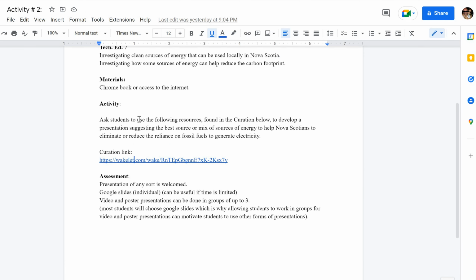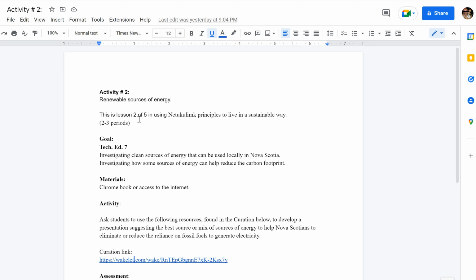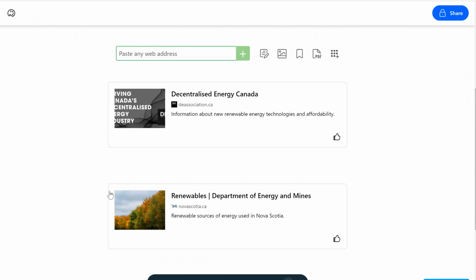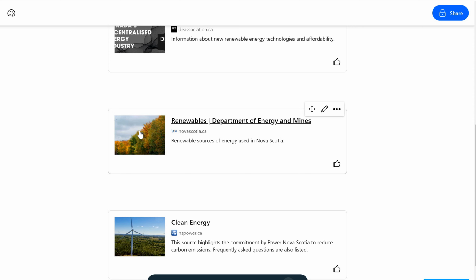For the second activity, we will be talking about different sources of energy, renewable sources of energy. Here we'll be using a curation. The curation link would be posted on Google Classroom. Students can use this link with different renewable sources of energy that are used in Nova Scotia, just to see which ones are useful here in Nova Scotia, for example.